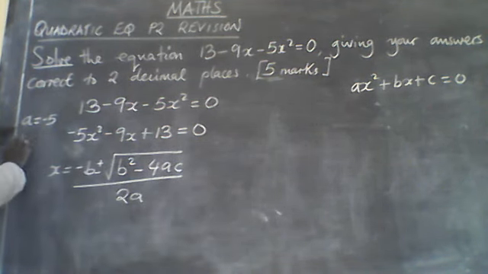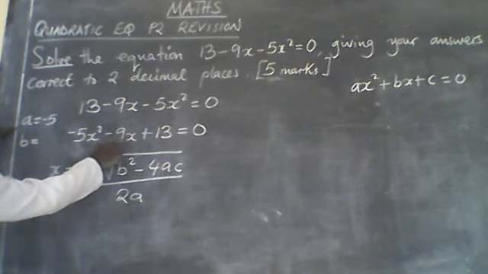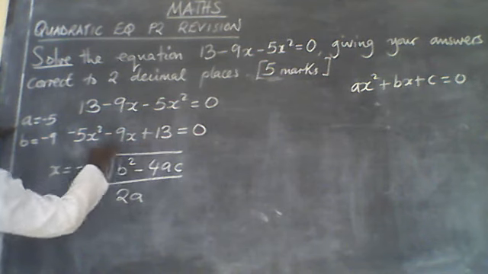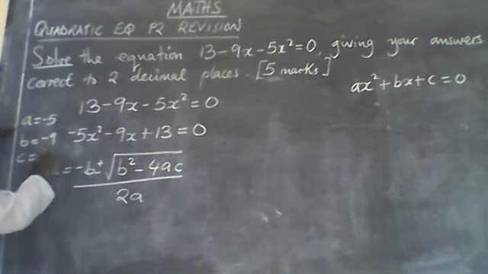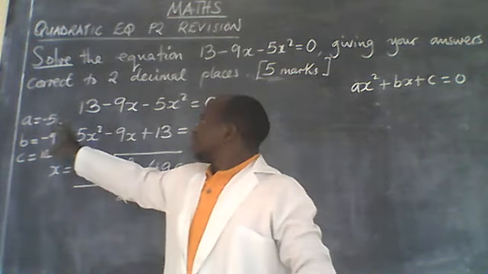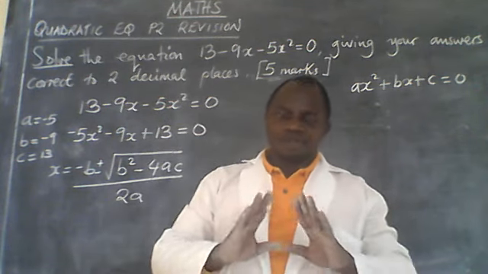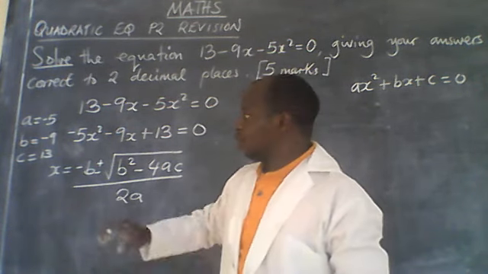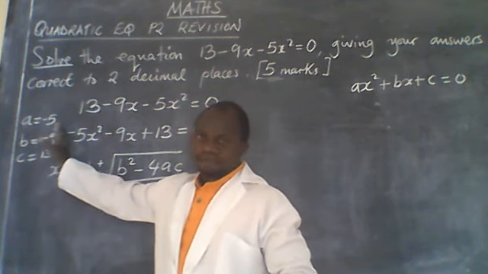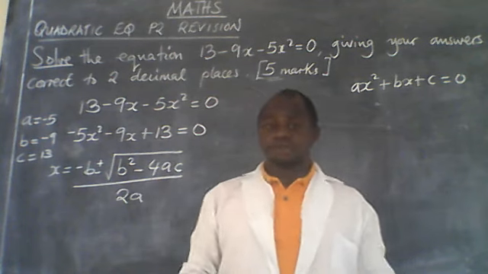Then my b will be what? The coefficient of x, negative 9. Then I've got my c constant here. C is equal to 13. The moment you have wrong numbers here, then everything will be wrong. So you need to make sure that you have got correct values here. When you have them, substitute in your equation.